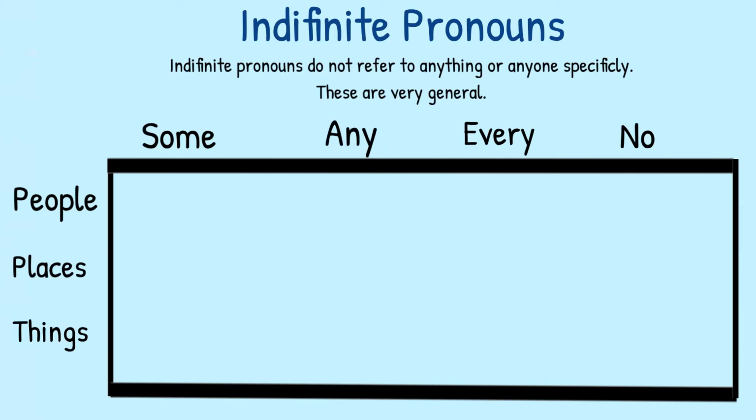Okay, indefinite pronouns. Let's look at them in like this little box form. Indefinite pronouns do not refer to anything or anyone specifically. These are very general. So we have people, places, and things on the side. So for people and some, it would be someone or somebody. For places and some, somewhere. For things and some, something. Okay, I think you can see where we're going here.